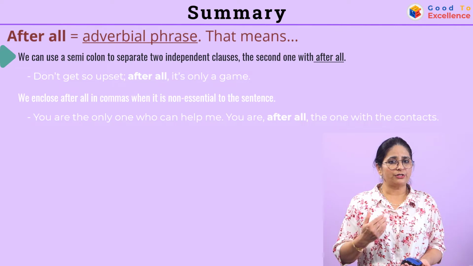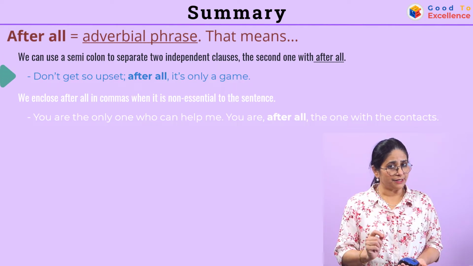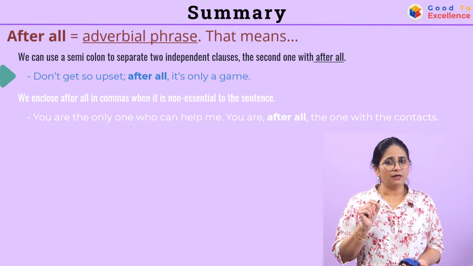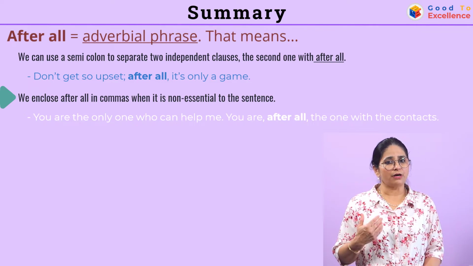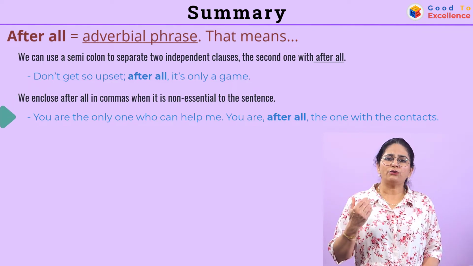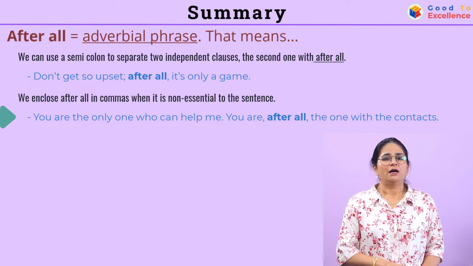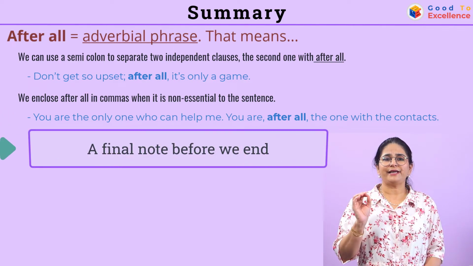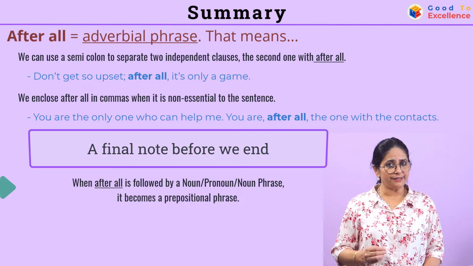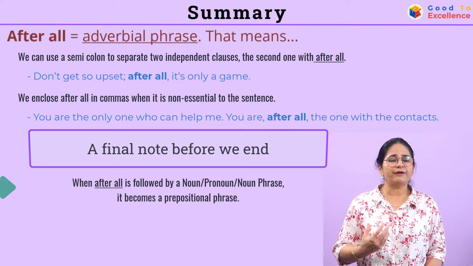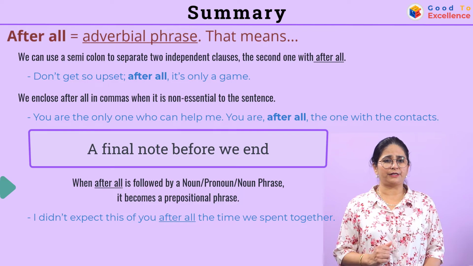We can use a semicolon to separate two independent clauses, the second one with after all. Don't get so upset; after all, it's only a game. We enclose after all in commas when it is non-essential to the sentence. You are the only one who can help me. You are, after all, the one with the contacts. A final note before we end. When after all is followed by a noun, pronoun, or noun phrase, it becomes a prepositional phrase. For example, I didn't expect this of you after all the time we spent together.